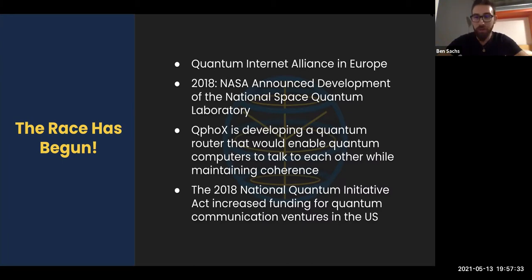It also increased funding for quantum communication ventures in the U.S. by, I think, a few million dollars. I want to say that the Argonne lab stuff is probably money from this Quantum Initiative Act, but I'm actually not sure. If it isn't, it will be soon. Argonne National Lab is going to be getting a lot of money pretty soon from this act. So we'll see what happens with that. It's a good thing to keep our eyes on.